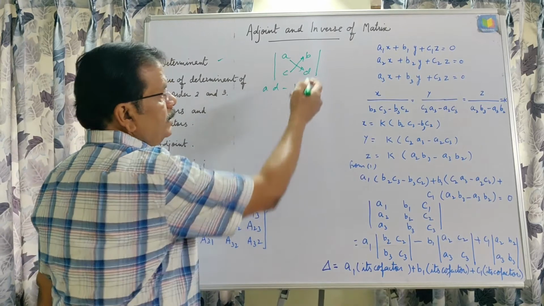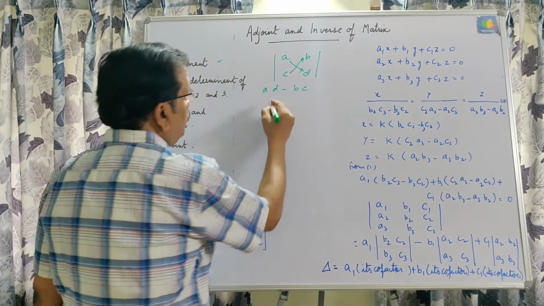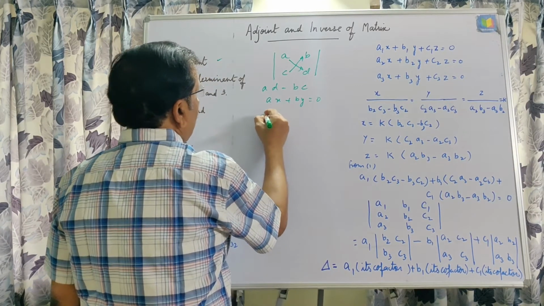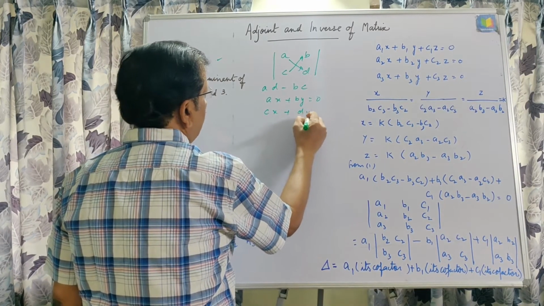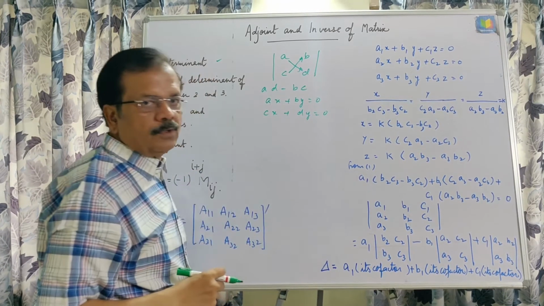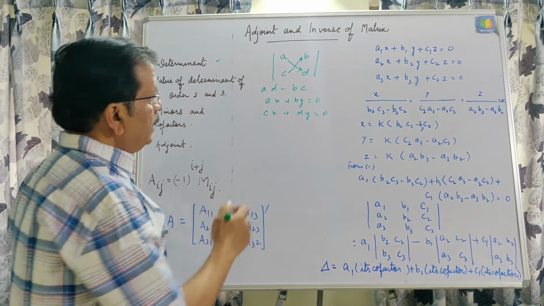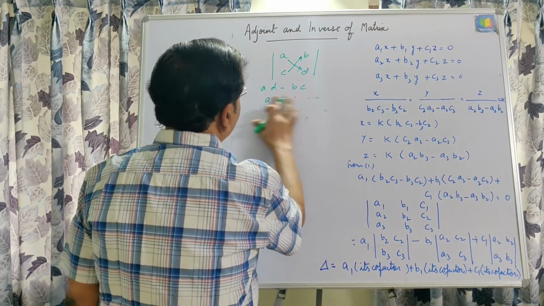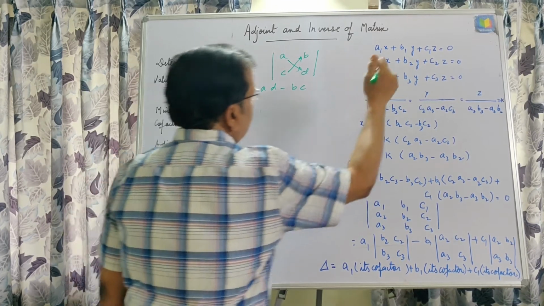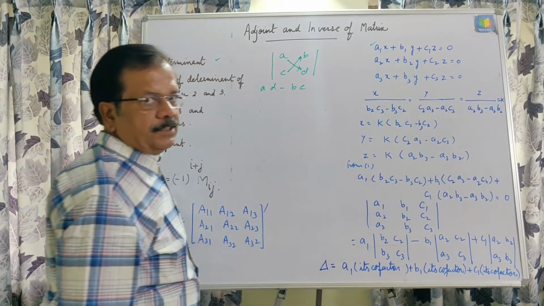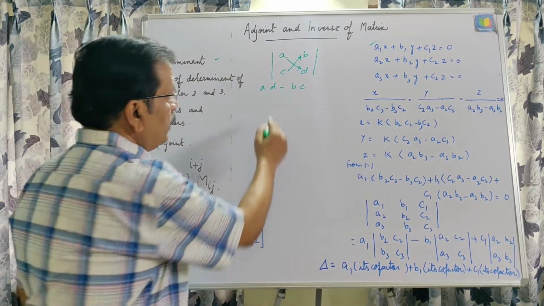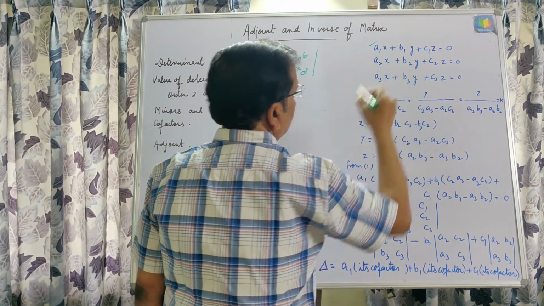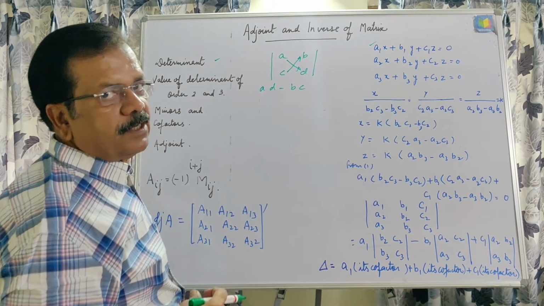We can write this in equation form also as Ax plus By is equal to 0 and Cx plus Dy is equal to 0. Okay, and this way, if we are going to find out the determinant of order 3, we will get the three equations, that is A1x plus B1y plus C1z is equal to 0.